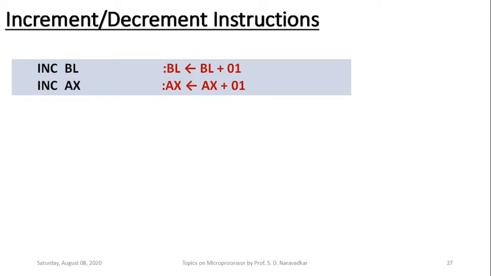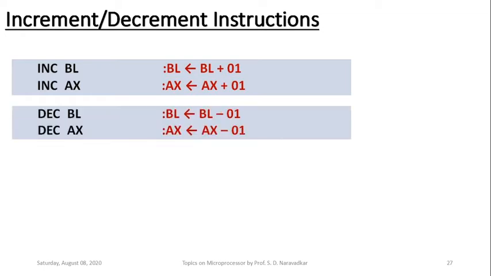Increment is a special type of addition where just 1 will be added to that corresponding register, and result is maintained within that same register. So in case of INC BL, BL plus 1, result is copied to BL. INC AX, 16-bit contents of register AX plus 1, result is copied to that same register AX.